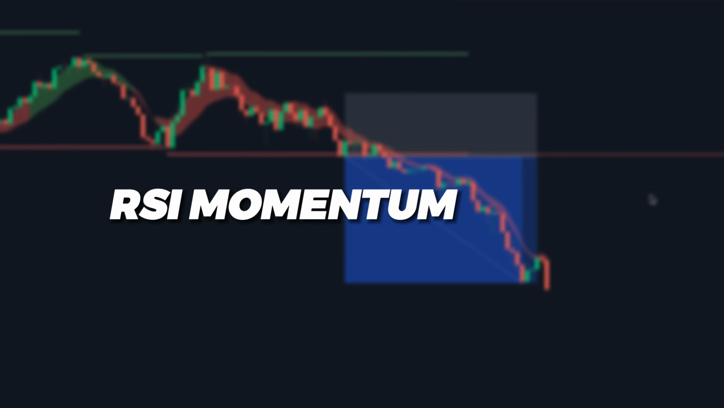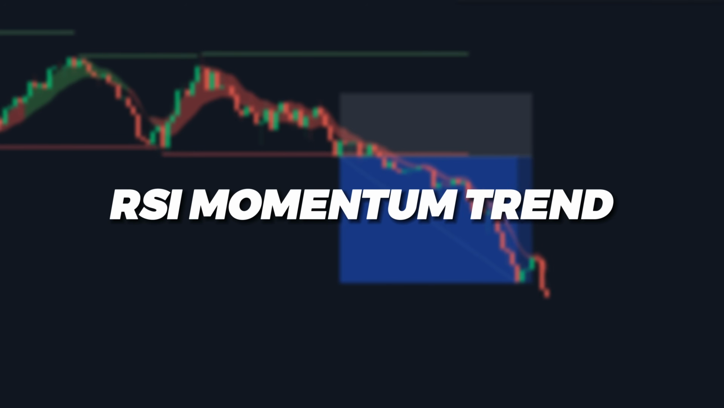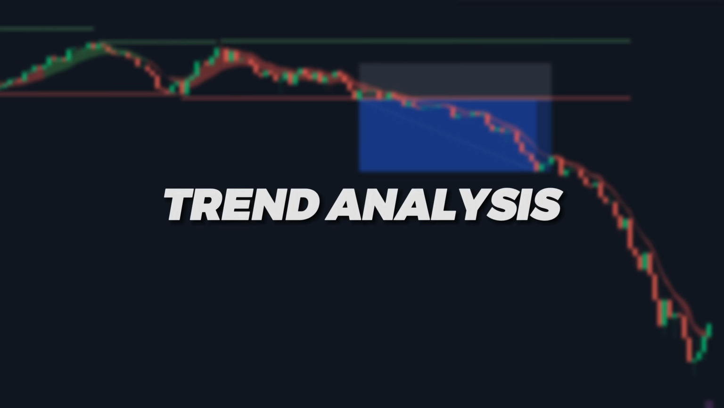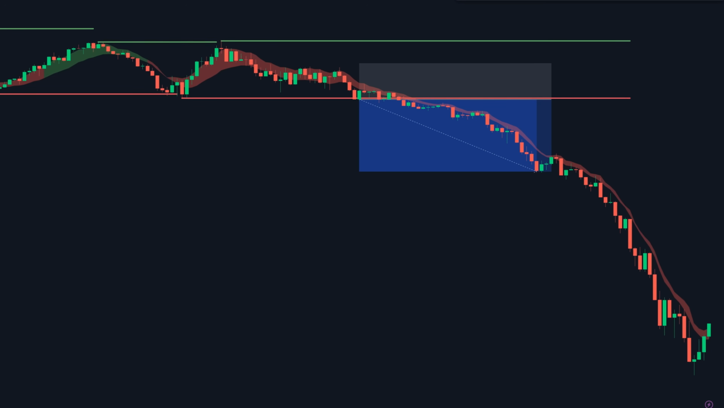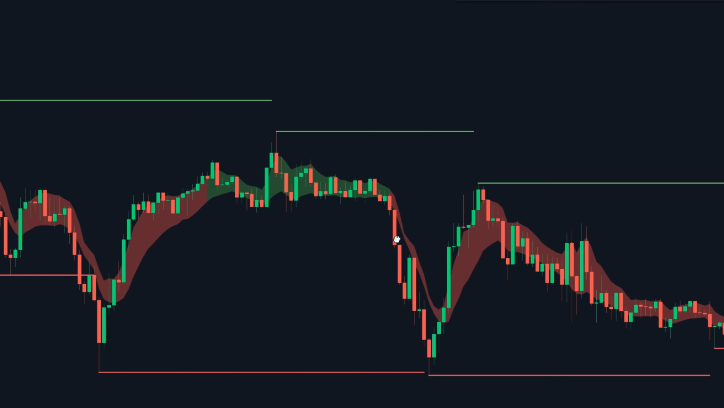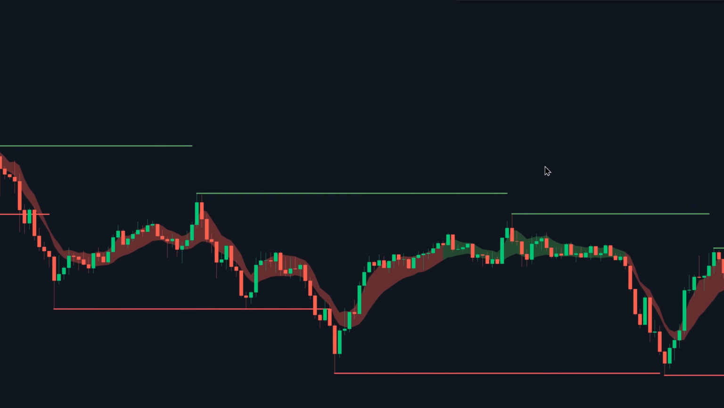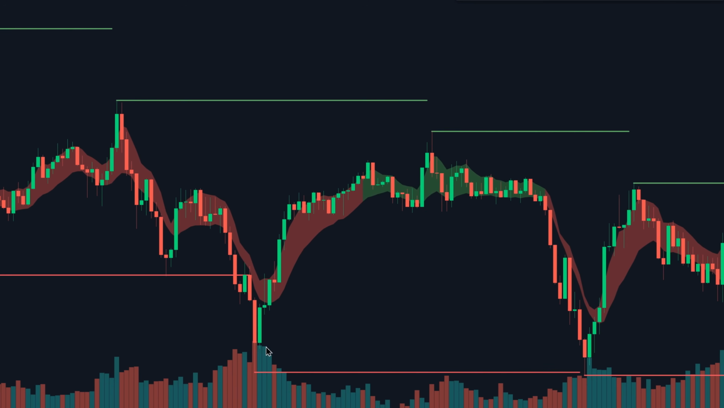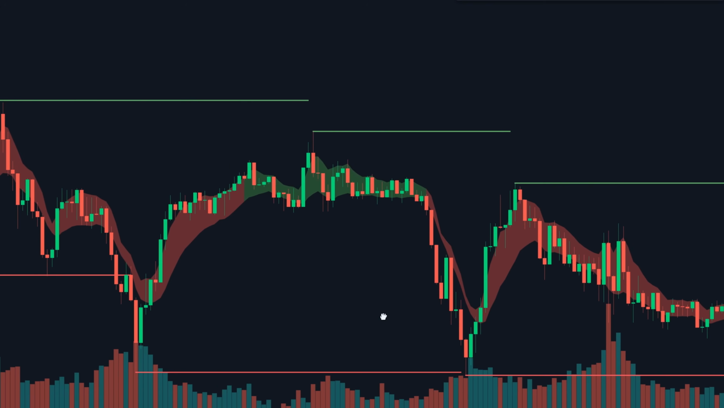In summary, the RSI Momentum Trend indicator offers a comprehensive and customizable approach to trend analysis. It helps traders identify potential market movements more effectively by combining the RSI metrics with momentum analysis. To make this strategy even better, you might consider adding a volume indicator and only take positions whenever the volume is high enough to support the trend.